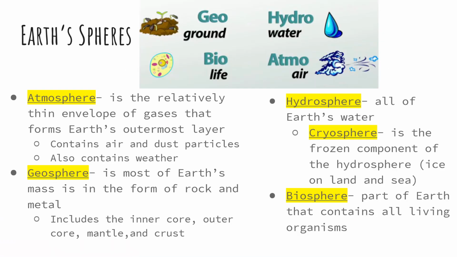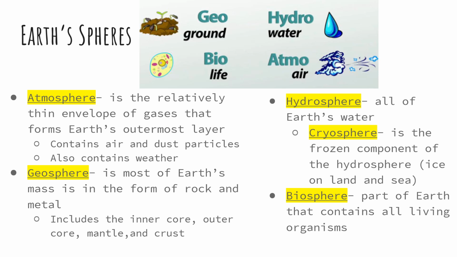So moving on from water and rock cycles, we're going to talk about Earth spheres. So we have the atmosphere, the geosphere, the hydrosphere, the cryosphere, and the biosphere. All of these are vocab words, so if it's in yellow highlighted, that means it's vocab. So atmosphere is the relatively thin envelope of gas that forms Earth's outermost layer. It contains air and dust particles, and it also contains the weather.